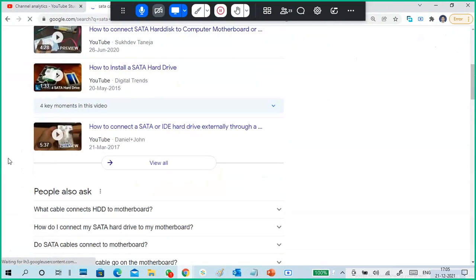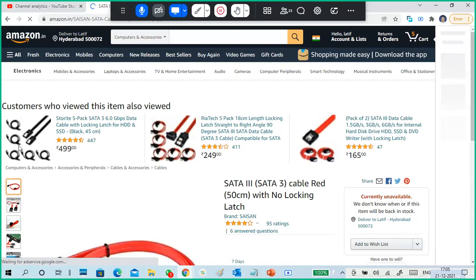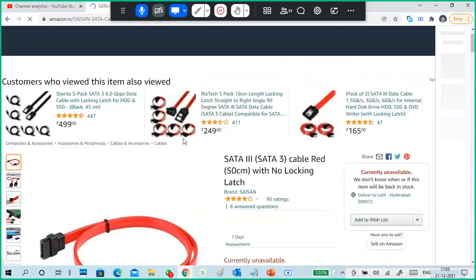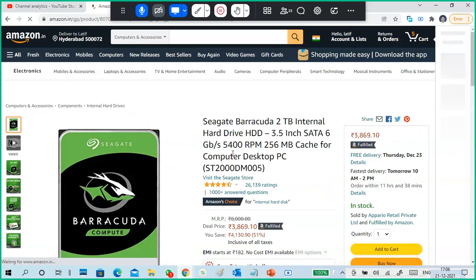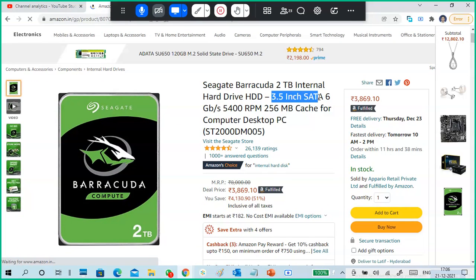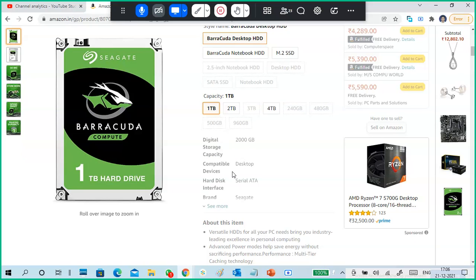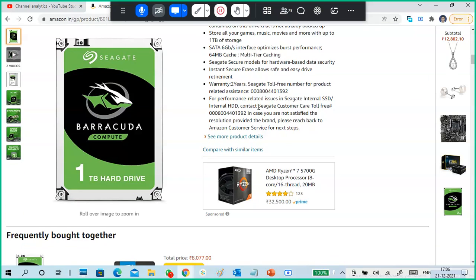So like this, you can go to Flipkart or Amazon. Okay, these are all cables only. I need a hard disk. Yeah, here are some hard disks. This is a SATA hard disk, a 3.5-inch hard disk. What is a 3.5-inch hard disk? It is for PC purposes, normal hard disk purposes only. Okay, you can go with a 1 terabyte hard disk also. This is the 1 terabyte hard disk, and this is for internal hard disk purposes only.